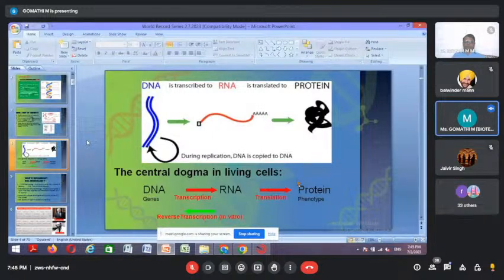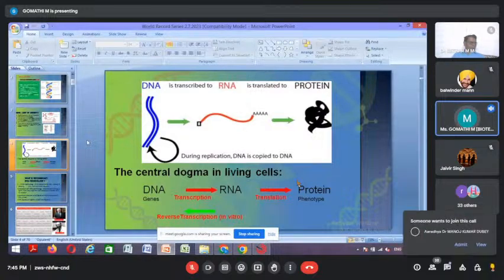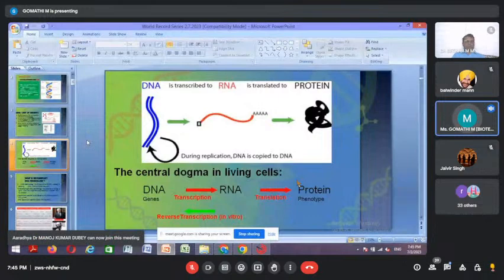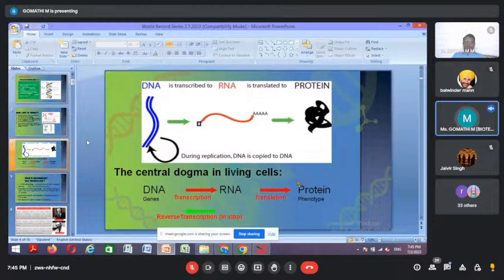For example, for producing a transgenic plant, a gene from a stress-tolerant plant will be taken. It will be inserted into a normal plant through a vector called a plasmid or any other vector, and in that plant it will express that particular gene product, where it will become tolerant to that particular stress or anything else. So this is the way a recombinant product or recombinant DNA is produced.